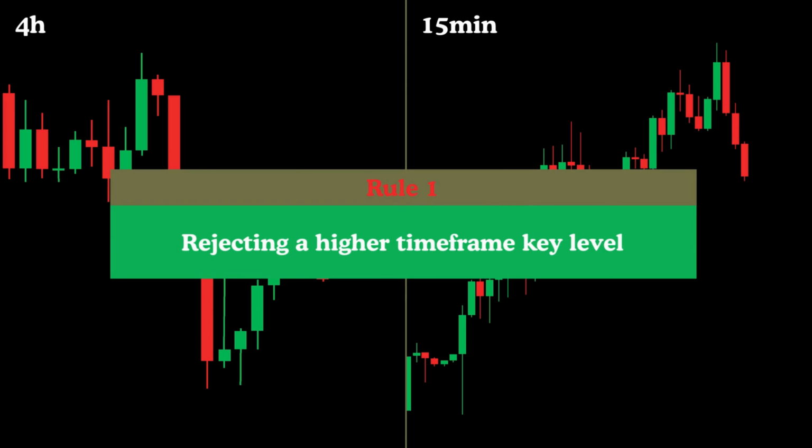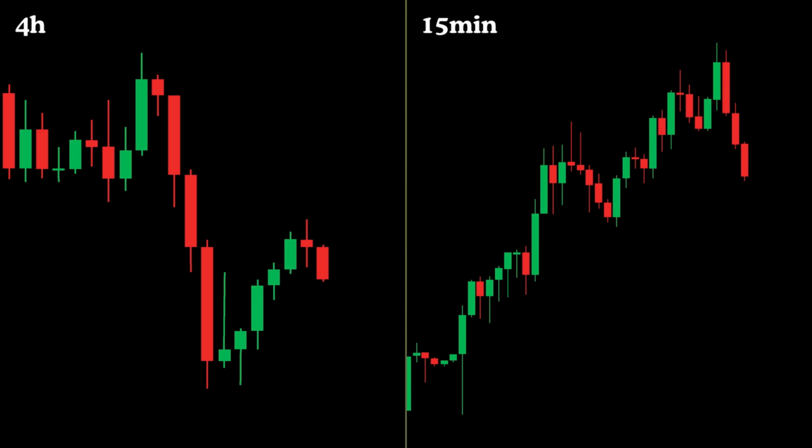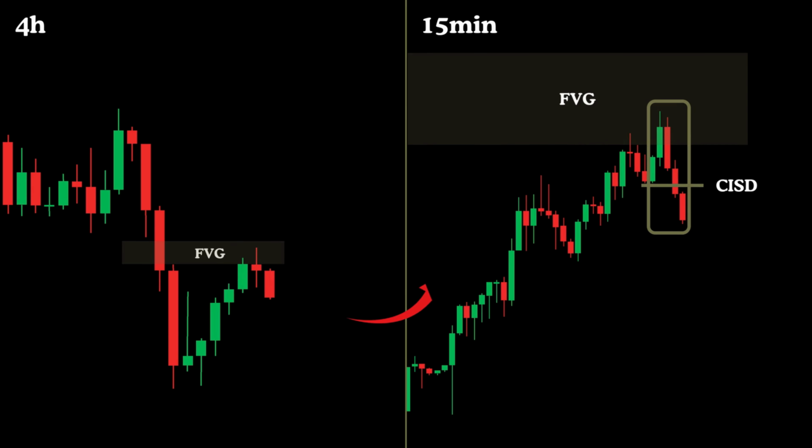Rule 1. A rejection from a key level on the higher time frame. As noted earlier, the CISD is a reversal-based price action pattern, and it proves most effective when it takes place after the price interacts with a significant zone on a higher time frame.